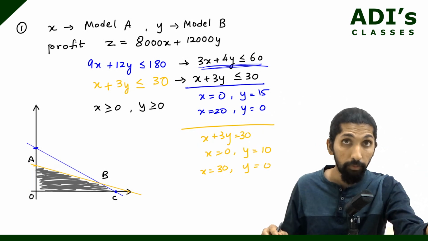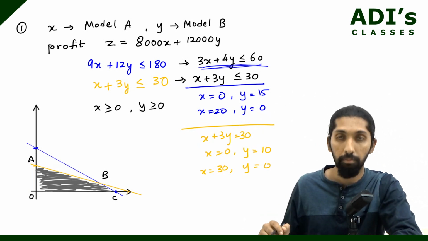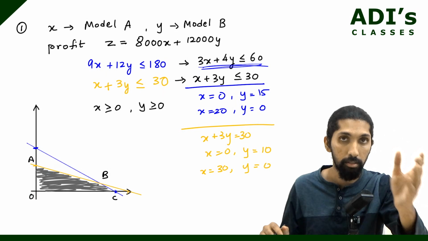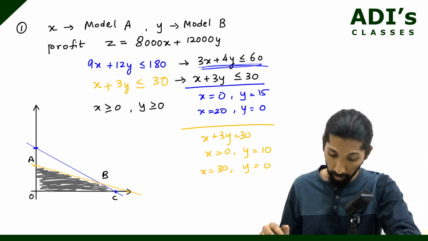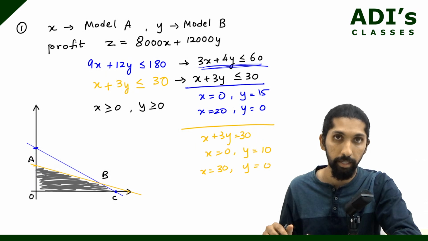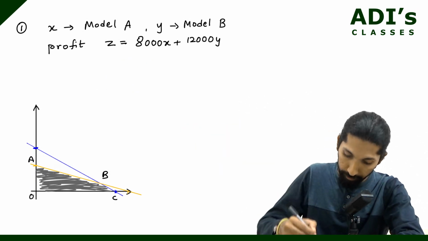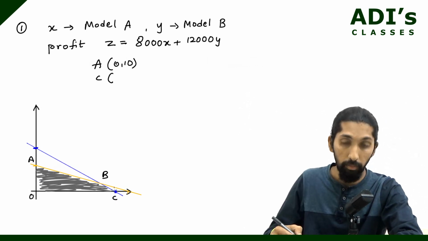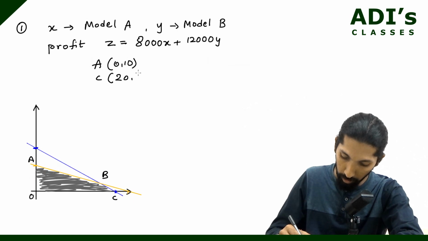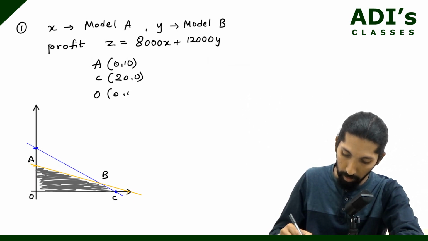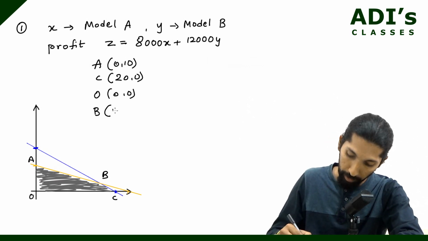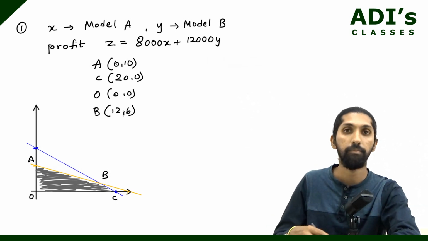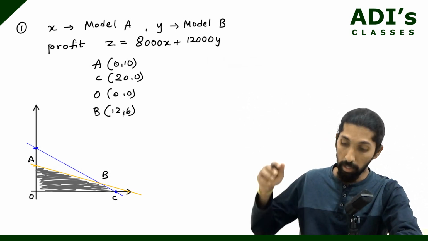Now let's solve. Point A we already know. Point A is nothing but 0, 10. C is going to be this point, which is 20, 0, and O is nothing but 0, 0. Now we need to just figure out the value of B. When you solve the two equations, you'll get B as 12, 6. All right, 12, 6.